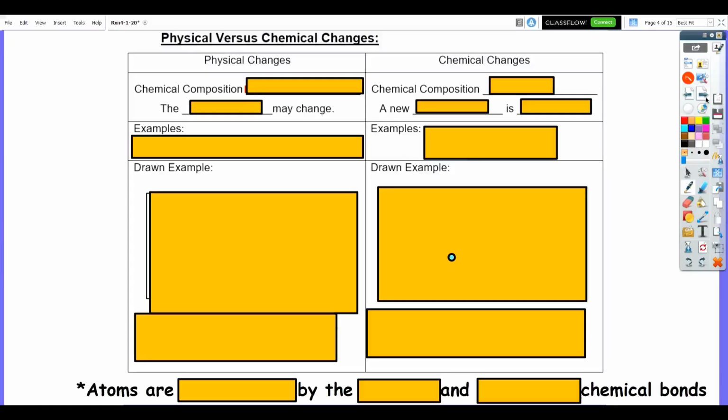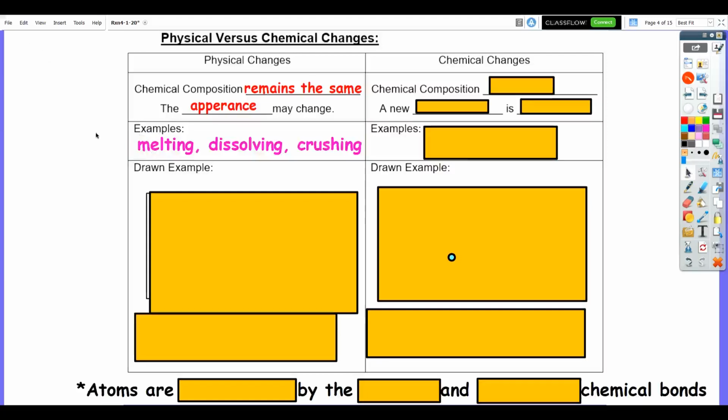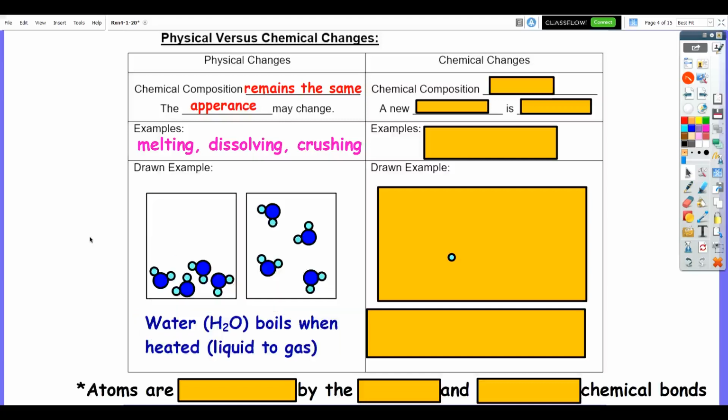So this is the first part of page 1 of the notes. In a physical change, my chemical composition remains the same. It's just the appearance that may change. The appearance or the arrangement may change. So examples I said were changes of state like melting, freezing, boiling, dissolving things into water, crushing things, ripping things. Now in your note packet last fall, we actually had you draw this in. If you'd like to draw this in, there's a little bit of room on your note packet.